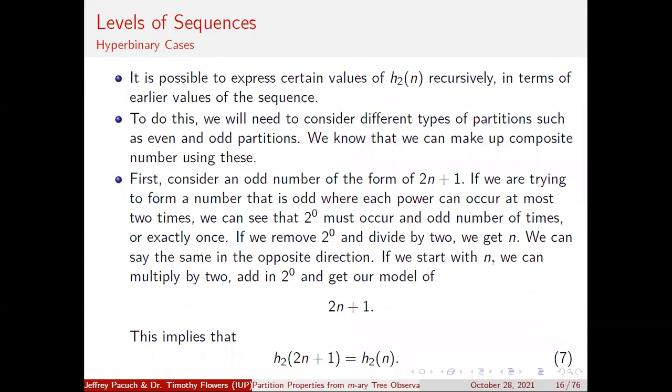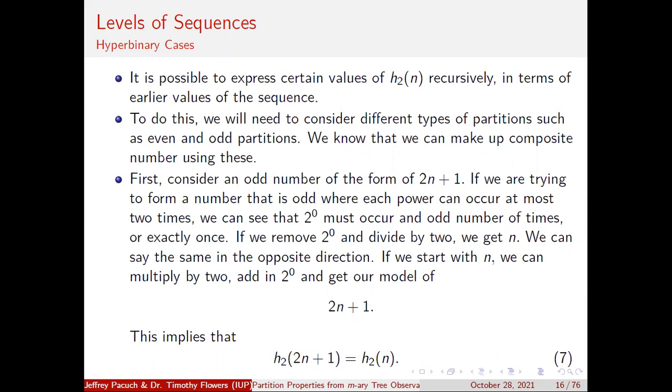So let's look at some different cases of hyperbinary sequences. The hyperbinary sequence, we can represent this recursively. But to do this, we need to consider some different areas of hyperbinary sequences. By that, I mean we need to consider even and odd partitions, because we know even and odd numbers can make up composite numbers. So let's start by looking at an odd number. And as math people, we should know that an odd number is in the form of 2m plus 1.